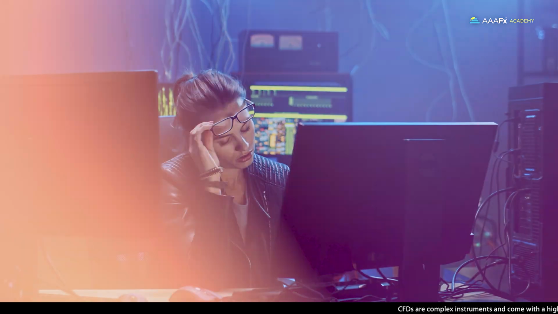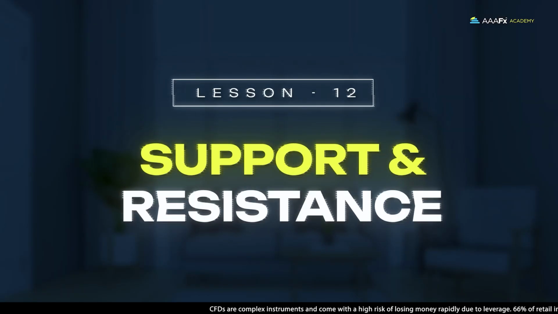Have you ever wondered about the mysterious forces that influence the markets you trade? Ever puzzled over sudden market reversals? Hello friends, welcome back. Today we're delving into one of the fundamental pillars of trading, support and resistance. Whether you're into Forex or CFDs, mastering these concepts can make all the difference. So let's jump right in.